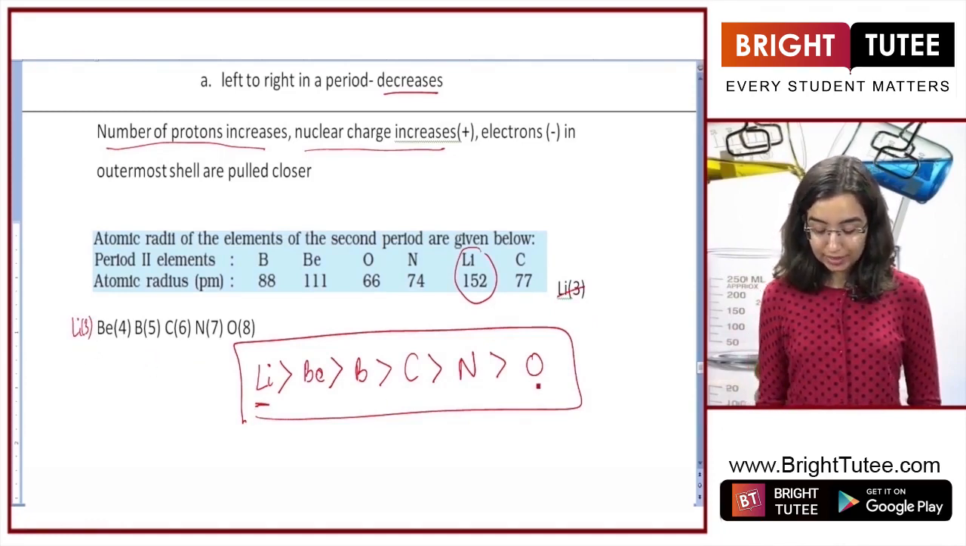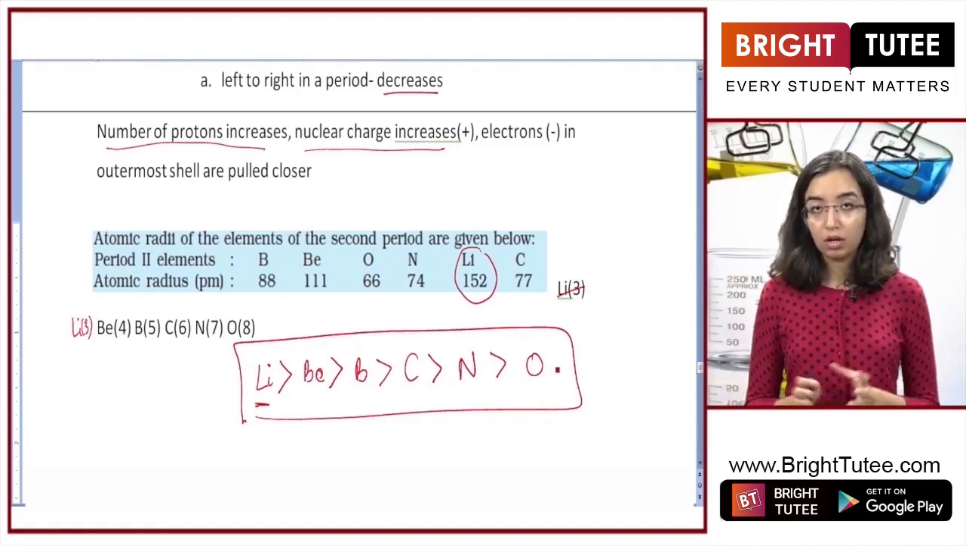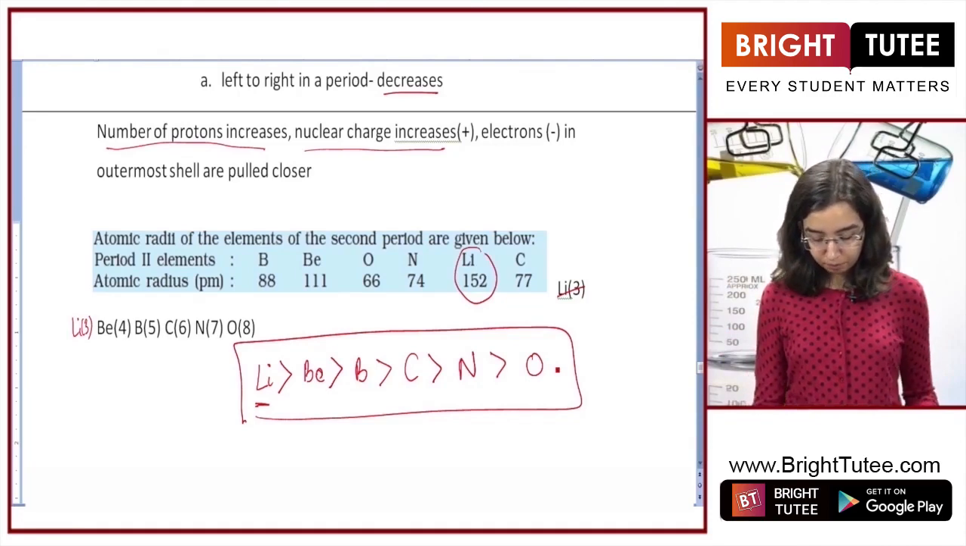It is because as we go across the period from left to right, the size becomes smaller because there's an increase in the effective nuclear charge, which is pulling the electrons closer together.